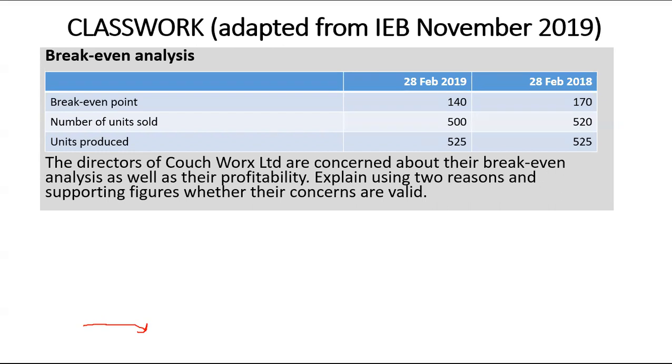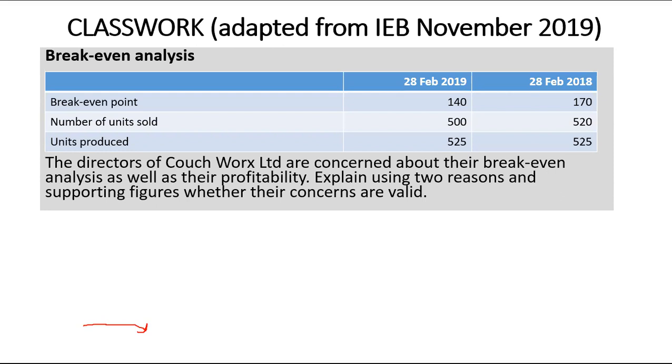Now they say the directors of Couch Vox Limited are concerned about their break-even analysis as well as their profitability, explaining using two reasons and supporting figures whether their concerns are valid. To be honest, no, they're not. It's just that obviously whatever they sold, it's more than break-even, which means they're still making profits. The concern might be that probably they're not making as much profit as they made. I don't know. Let's see.